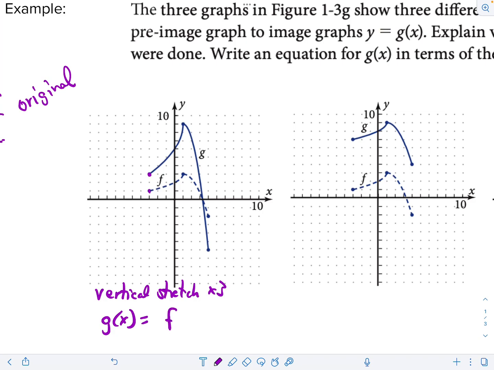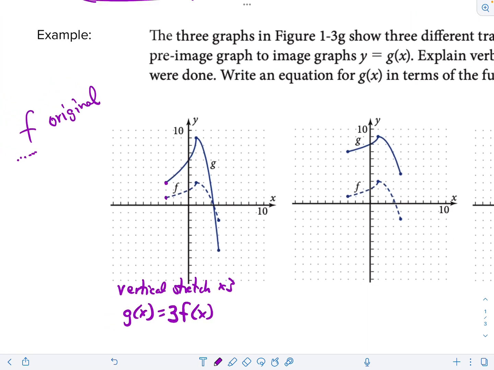So g of x equals something happened to f of x. It has been stretched vertically. We put a 3 out there in front. That means it is a vertical dilation. All the y-coordinates have been tripled. The y-coordinates of f have been tripled to get to g.